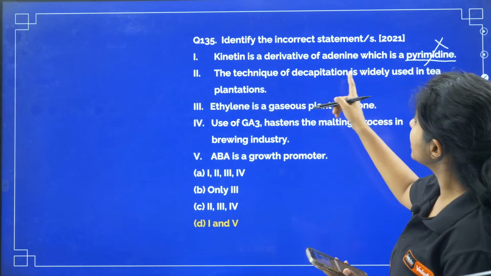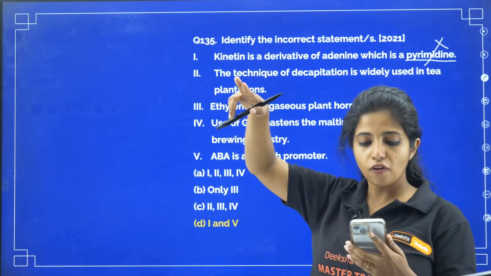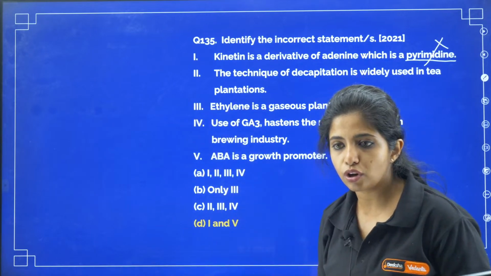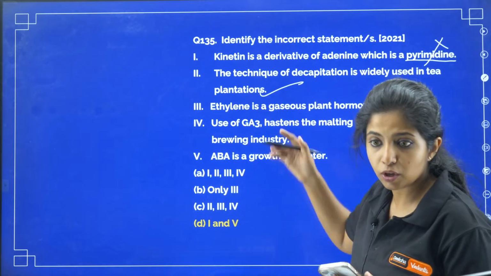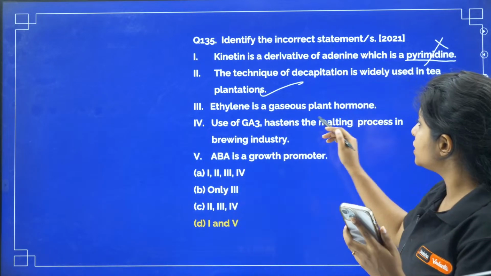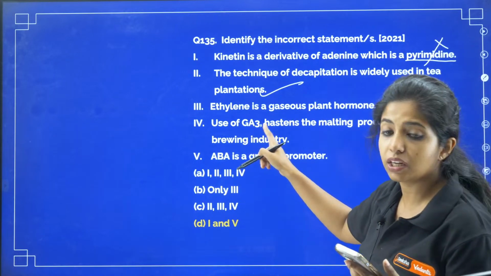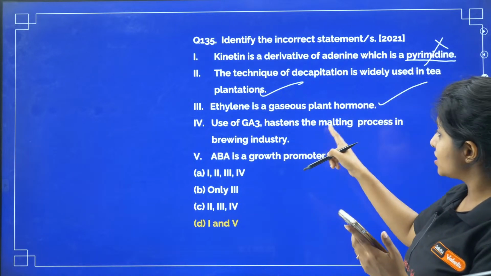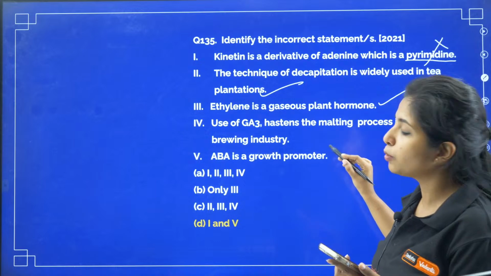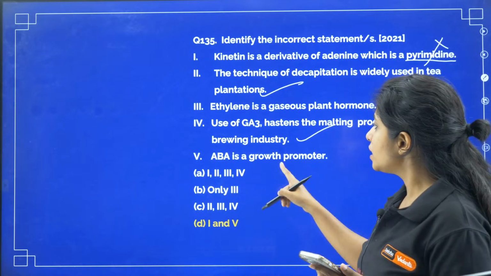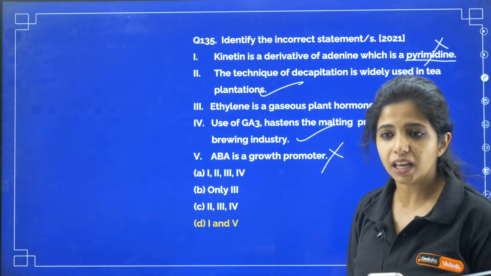Now, the technique of decapitation, that means cutting off the topmost portion, is used in tea plantations. Yes, my dear children, because you want lateral growth to happen. Ethylene is a gaseous hormone. Correct. Use of GA3, that is gibberellic acid, increases the malting process in the brewing industry. That is also correct. ABA is a growth promoter. Wrong. ABA is a growth inhibitor.